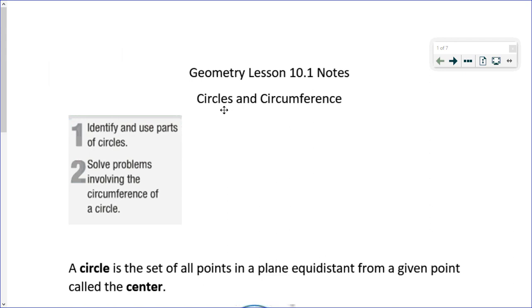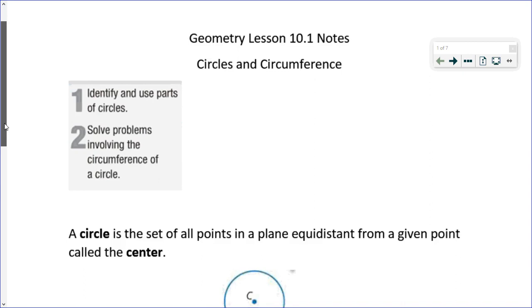Hello everyone, today we're talking about lesson 10.1, circles and circumference. Our first objective will be to identify and use parts of circles. Our second objective will be to solve problems involving the circumference of a circle.